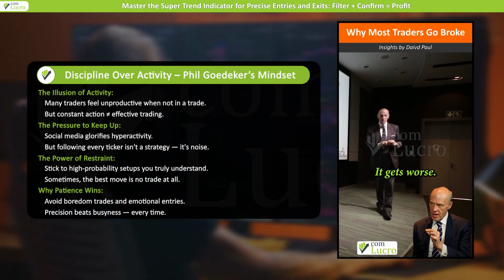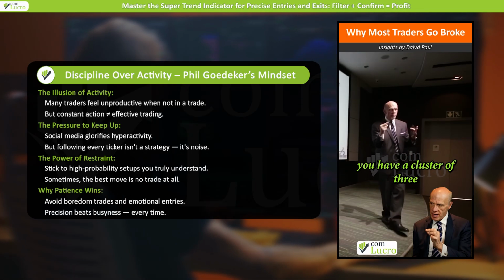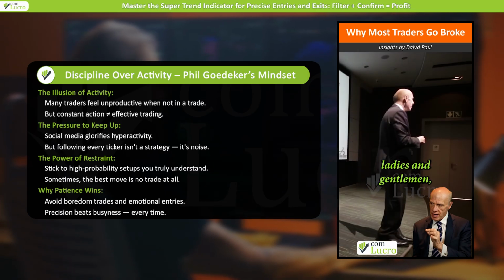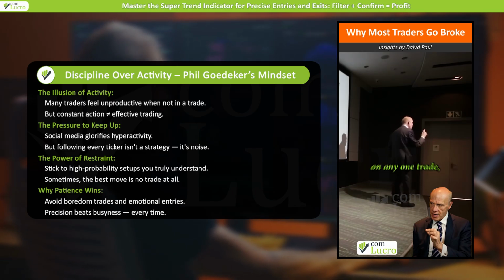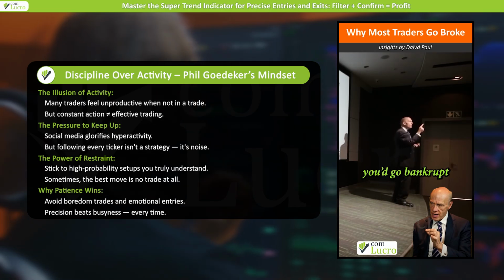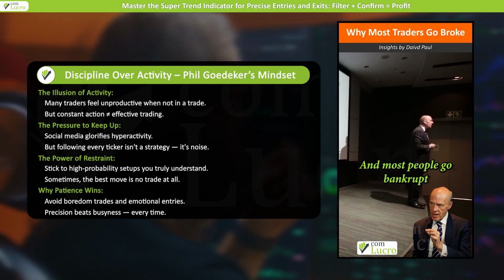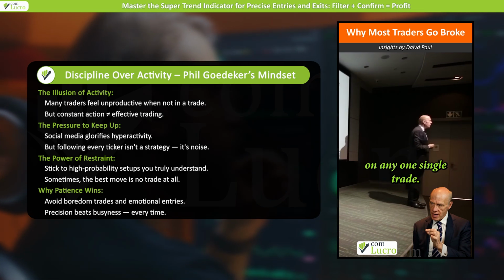4. Gets worse. 8 trades in a 50% system, you have a cluster of 3 bad ones in a row. That means, ladies and gentlemen, that if you were to bet a third of your coins on any one trade, you go bankrupt every 8. And most people go bankrupt because they bet far too much on any one single trade.